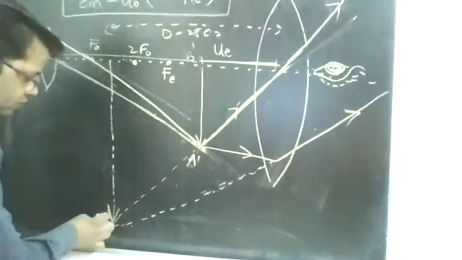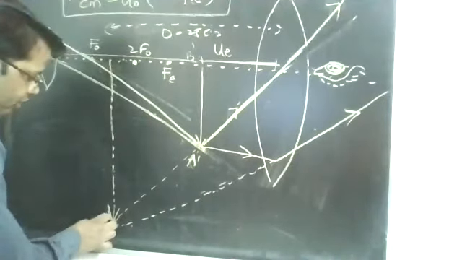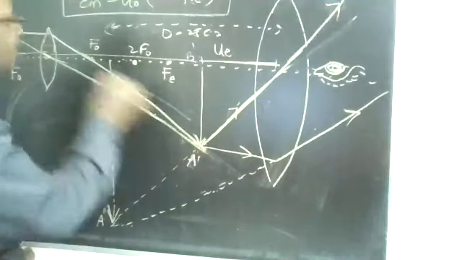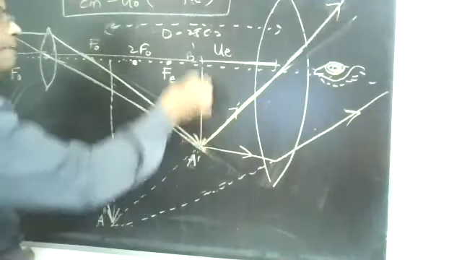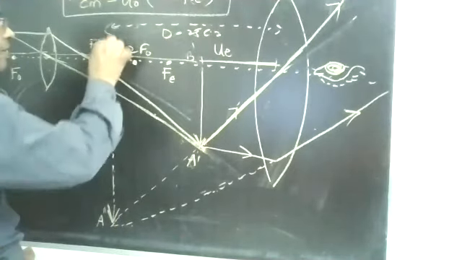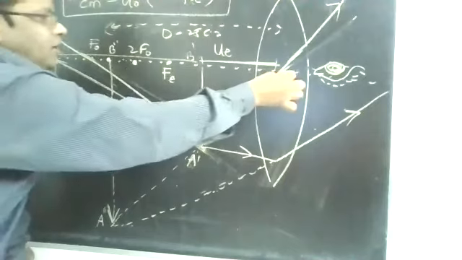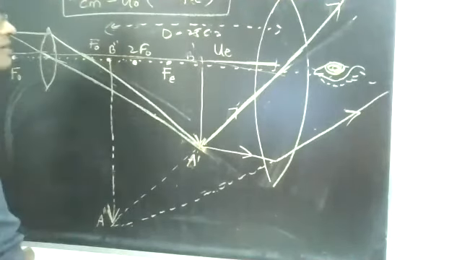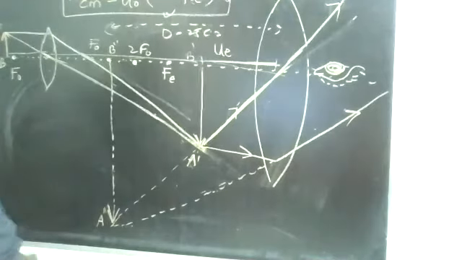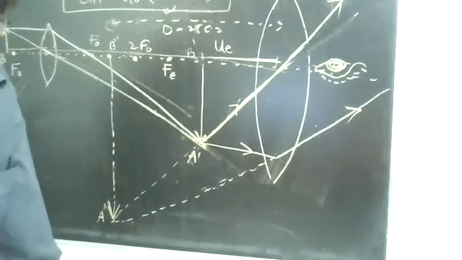The position of this final image, how will it represent? A double dash, because the image formed by the objective is A dash, B dash. The final image is represented A double dash, B double dash. And where is it formed? At distance capital D. And now this is the final formula for magnification produced by the compound microscope.